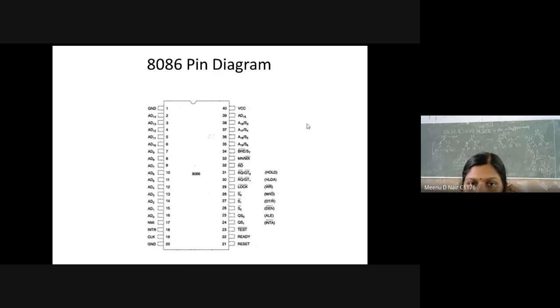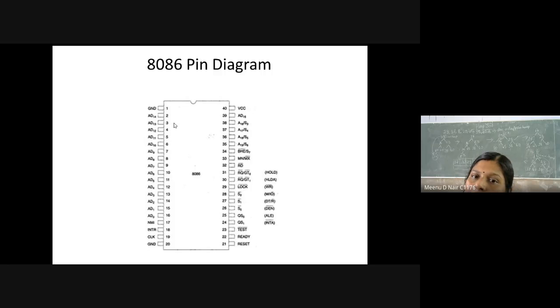So this is the pin diagram of the 8086 IC. This one is also a 40 pin IC, but there are some differences from the 8085. There are two ground pins, 1 and 20, and 40 is VCC, right? Then totally 20 address lines are there, A0 to A19.